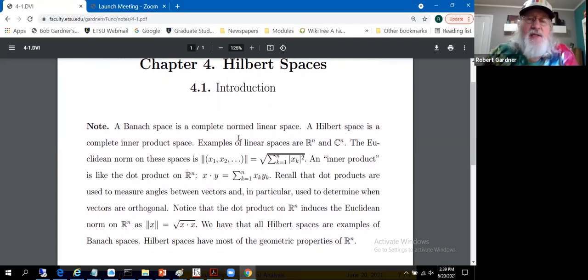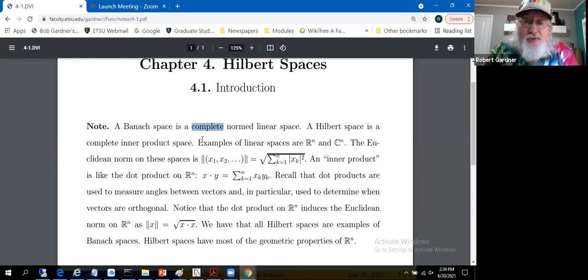A Banach space, by definition, was a complete normed linear space. So what can you do in Banach spaces? Linear space, so we can take linear combinations of vectors. It's normed, so it induces a metric and we can measure distances. And it's complete. By definition, Cauchy sequences converge. In practice, we can do analysis. So we can do analysis in Banach spaces because they're complete.